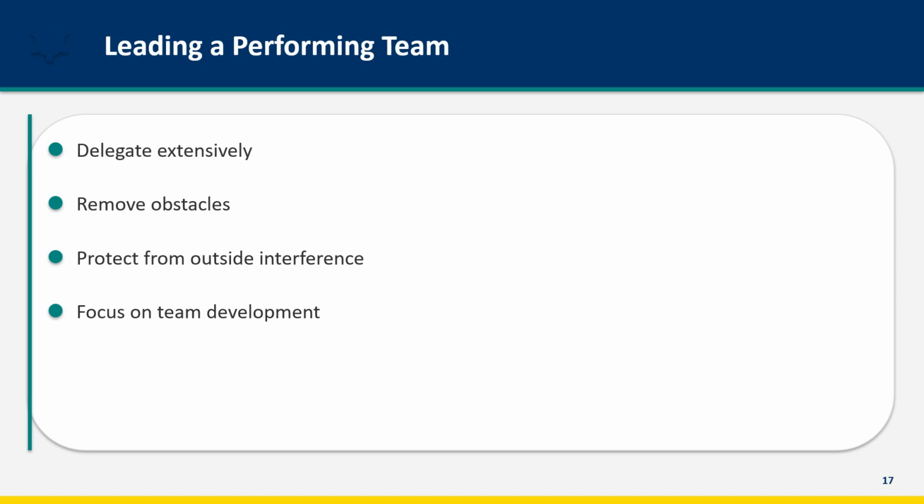Leading a performing team is different from earlier stages. Delegate extensively. Trust the team to handle their work. Your job is to remove obstacles that the team can't remove themselves. Protect the team from outside interference. Buffer them from organizational politics and distractions. Focus on team development. Help individuals grow. Keep the team challenged with increasingly complex work. A bored performing team regresses.